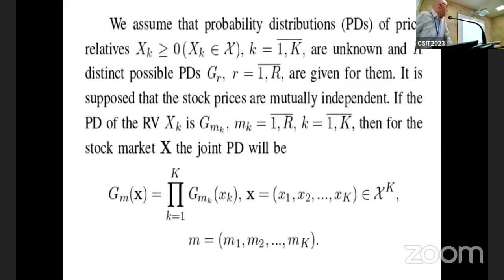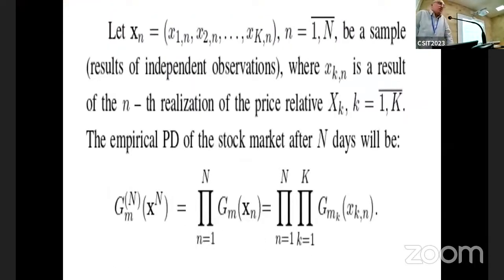We assume that the probability distributions of price relatives are unknown, but there are given different possible probability distributions for them. If the PD of random variable x_k is G_mk, then for the stock market X, the joint PD, which thereafter we will call the PD, is this one. We denote them by M1, M2, etc., MK. As I said, we don't know the exact distribution of the stock market.